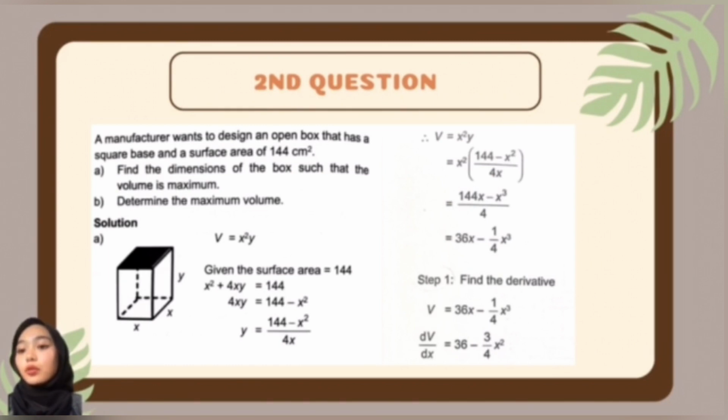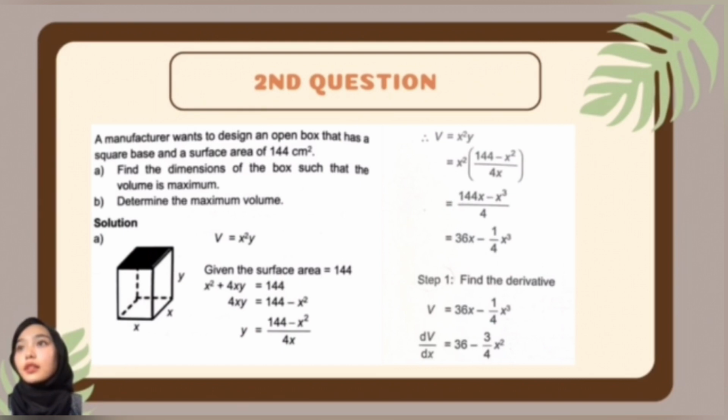V equals x squared times y, given the surface area is 144. So x squared plus 4xy equals 144. Then we bring the x squared to the other side, so it will be 4xy equals 144 minus x squared. After that we can get the y value, which is y equals 144 minus x squared divided by 4x.